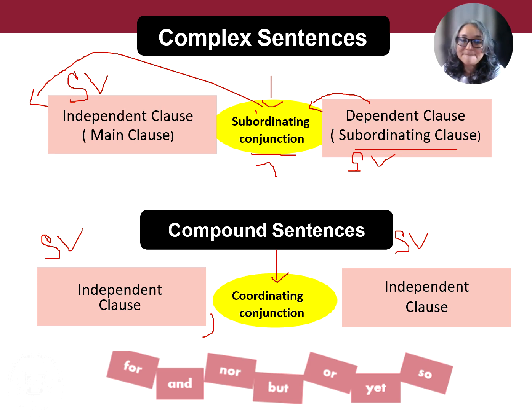When you have a compound sentence, the connector is a coordinating conjunction or a FANBOYS. It could be for, and, nor, but, or, yet, or so. While for a subordinating conjunction, we will see them in the next slide.